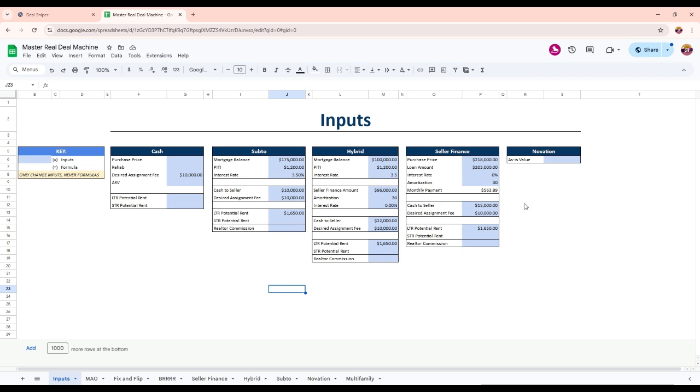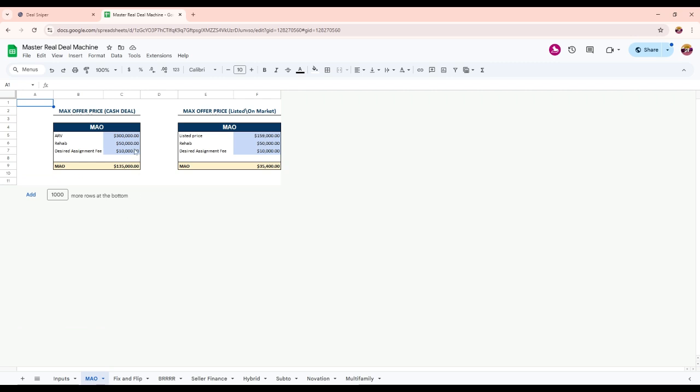Contrary to the rest of the videos in this series, you're not going to be using the inputs page. You're going to go to the MAO tab down here. Now, there are two different calculators. One is for on market deals, and one is for off market deals. This side is for off market deals. This one is for listed or on market properties. And the only difference between the two, besides the details in the formula, is what we're starting with.